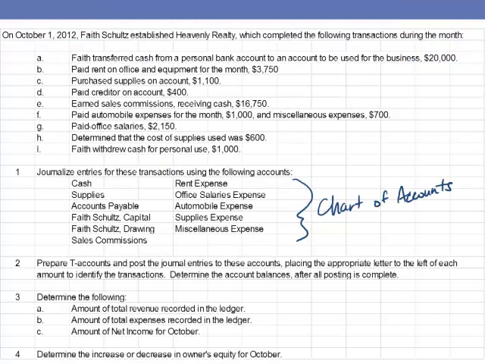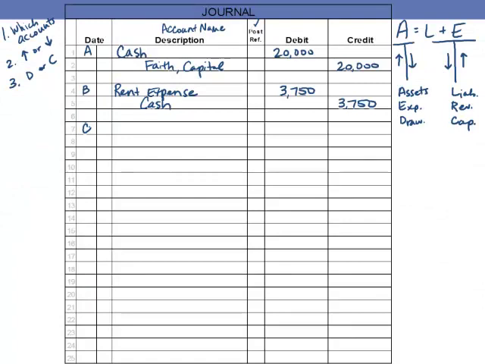Third one, purchase supplies on account, $1,100. Okay, if she purchased supplies, that means she gained them, she received them. So supplies, which is an asset, goes up. So there's your debit. And on account means she didn't pay for them yet. She has an account with that company and she has to pay it. So that's going to be a payable, a liability, accounts payable, a credit because it goes up. So accounts payable is our credit, and it was $1,100.